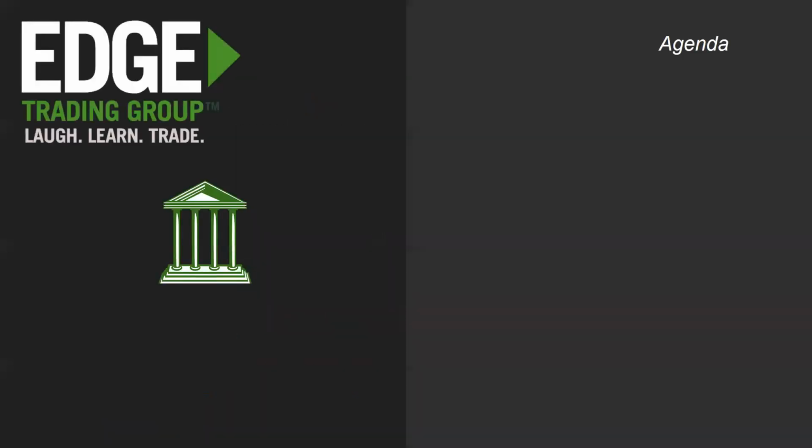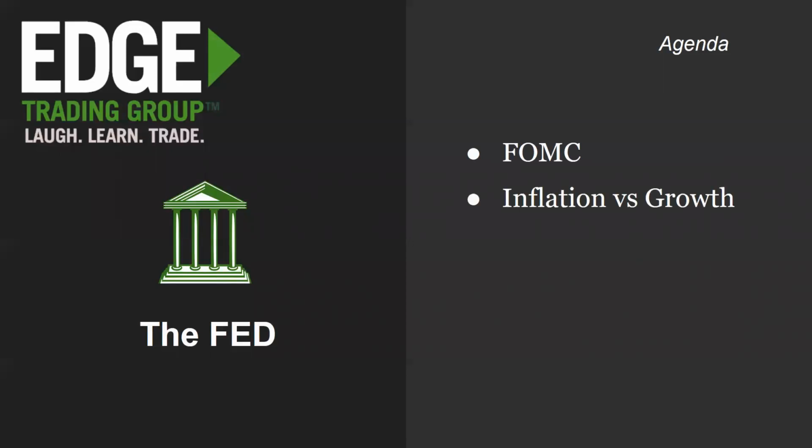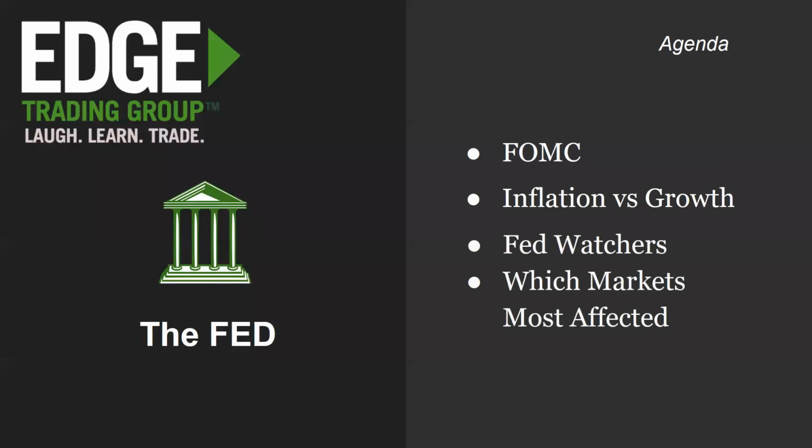Now, what we're going to talk about, and I'll leave questions open at the end. This is more just a tutorial on central banks, maybe some detail, but tomorrow we're going to meet again at 12:30 Central ahead of the meeting. Remember, 1 o'clock Central is when they release the meeting. So on this one on the Fed, we'll go over some easy basic stuff about the FOMC, inflation versus growth. Those are their mandates. And then Fed watchers, what markets are most affected and how they're affected. That's what we're going to cover today.